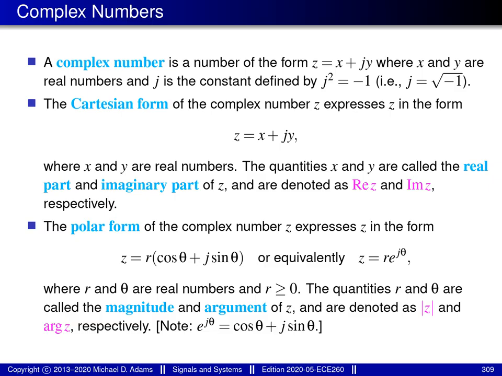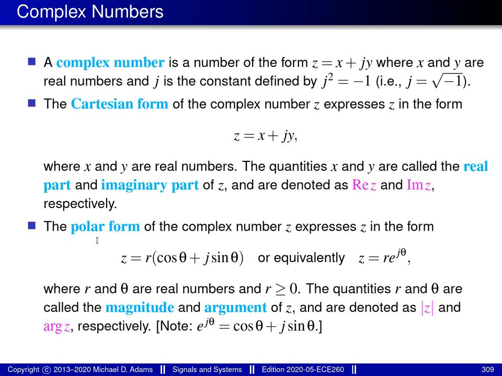So just to refresh your memory, a complex number is a number of the form x plus jy, where x and y are real numbers and j is the square root of -1. Complex numbers can be written in two common forms. One is the Cartesian form, where we write the complex number in terms of its real and imaginary parts. So x is the real part, y is the imaginary part. Re is used to denote the real part of a complex number, and Im is used to denote the imaginary part. The other way in which we can express a complex number is in polar form.